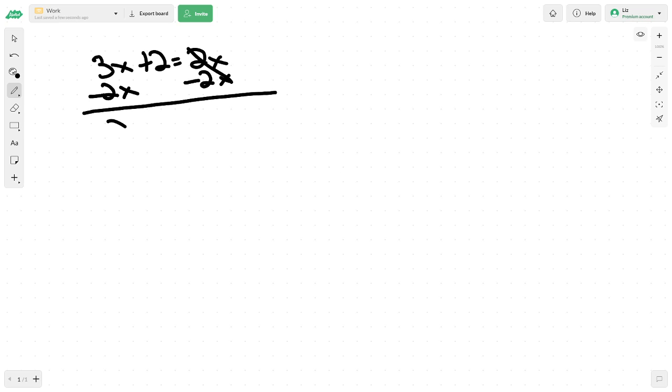So 3x minus 2x is just x. This plus 2, we didn't do anything to it, so we keep it the same. And then 2x minus 2x is 0. Now I need to move this 2 over to the other side. Since it's being added, I'm going to subtract. So x equals negative 2.